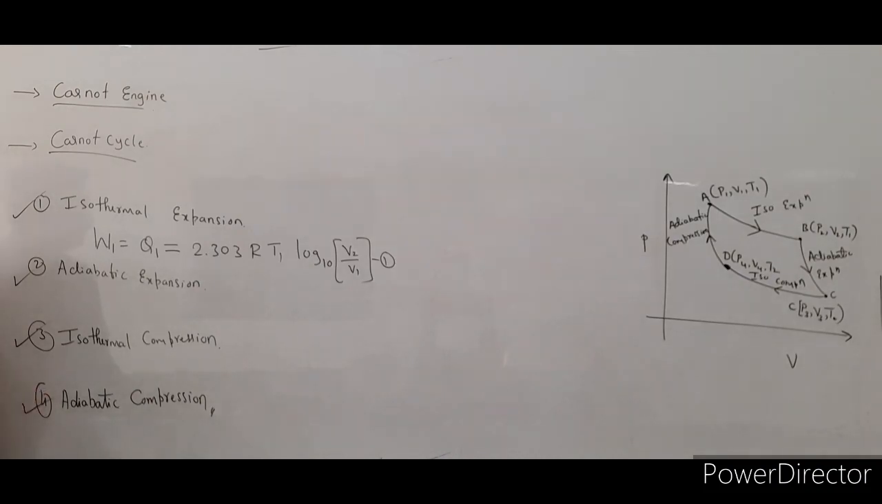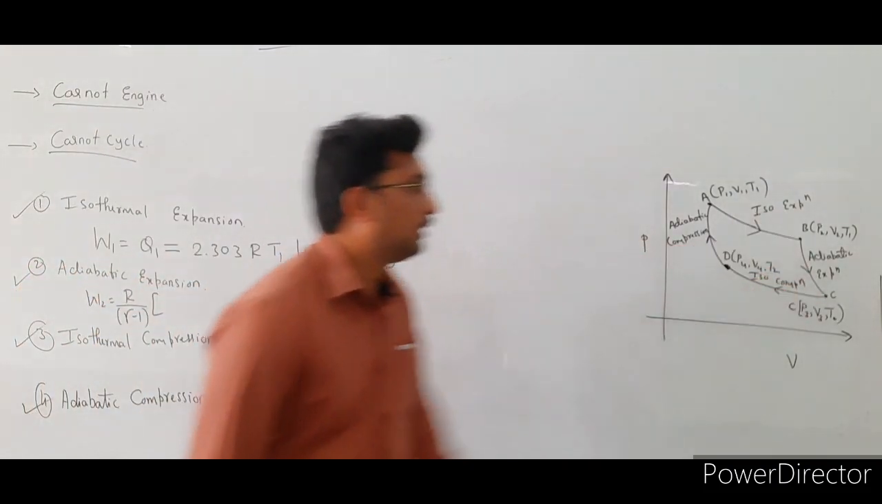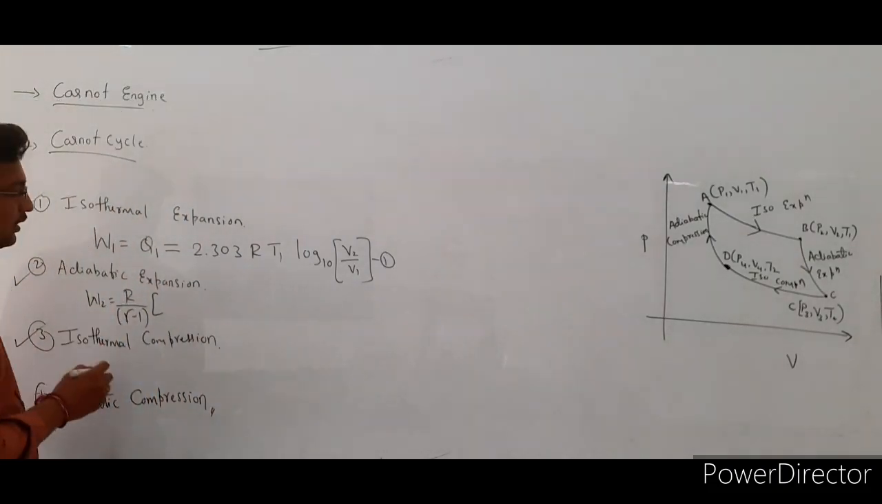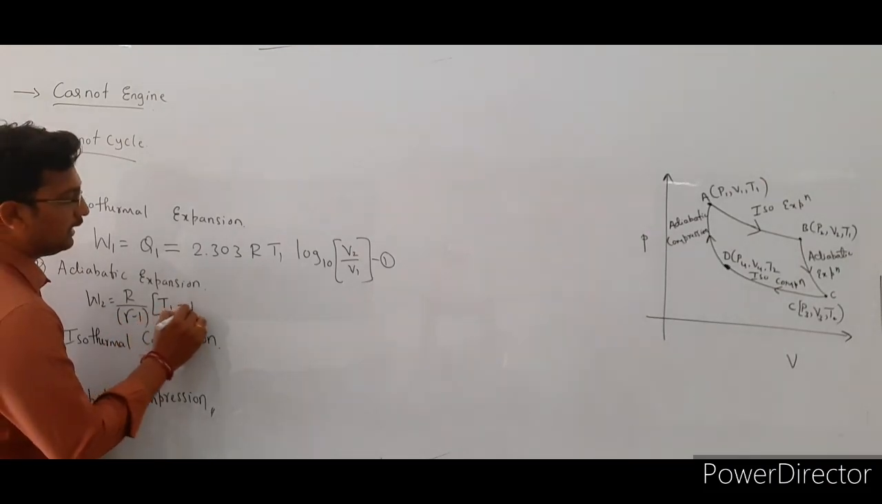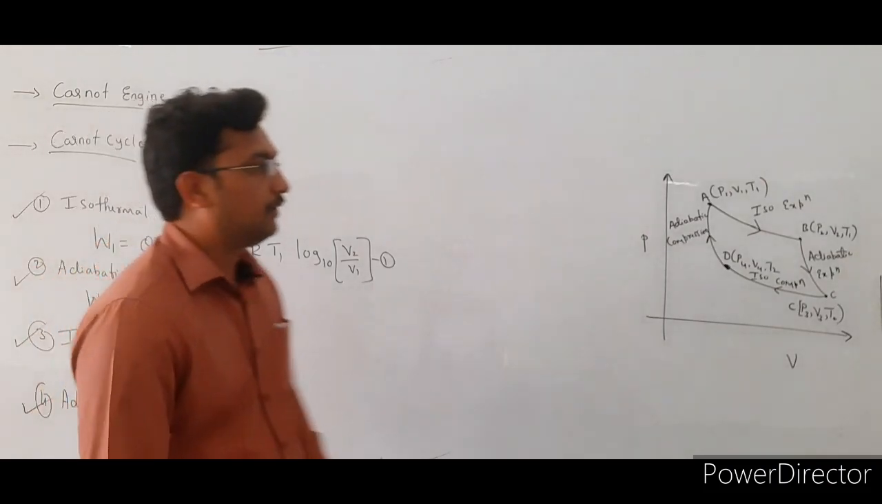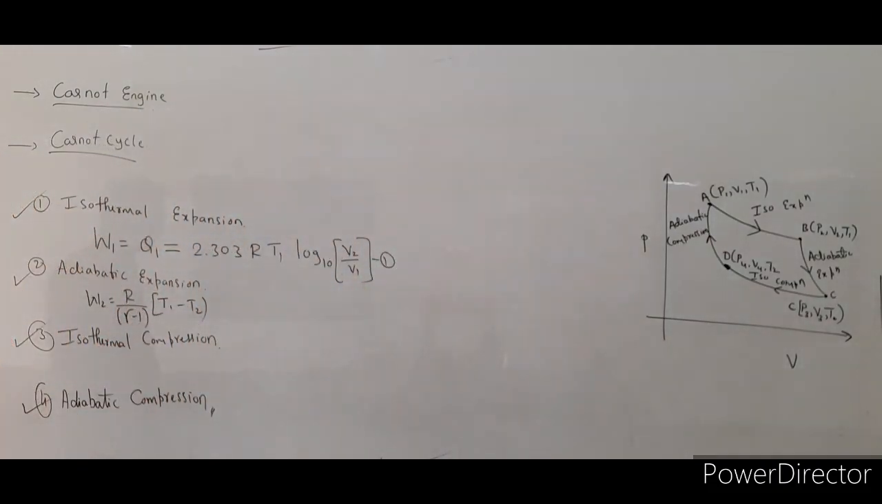Next one, in adiabatic expansion, the work done formula, that is W2 is equal to R divided by gamma minus 1, in bracket the temperature that changes from T1 to T2, right. Here W2 is equal to R divided by gamma minus 1, that is T1 minus T2. So, this is the work done in adiabatic expansion.